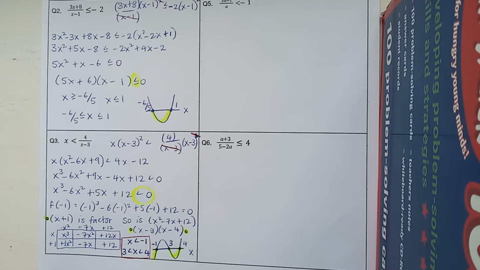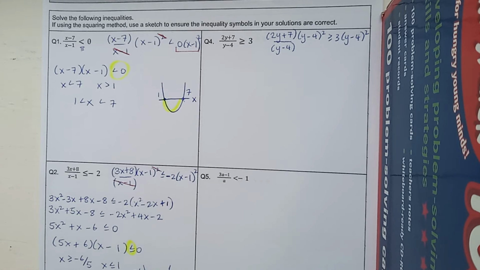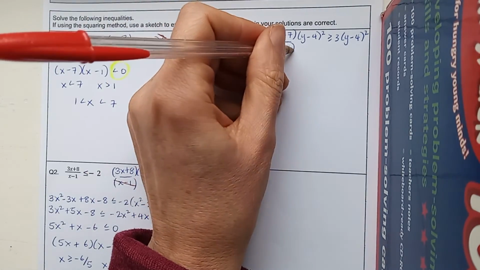X is less than -1 and x is between 3 and 4. Okay, back up then to question 4. Multiplying both sides by the denominator squared. So once I've done that, I'll cancel off as before. This y minus 4 will cancel off against one of the y minus 4's in the square.